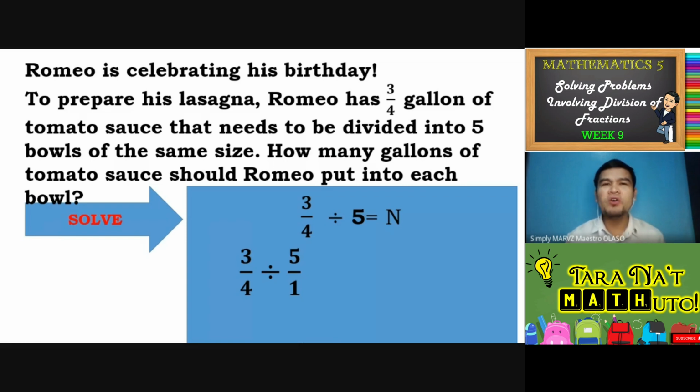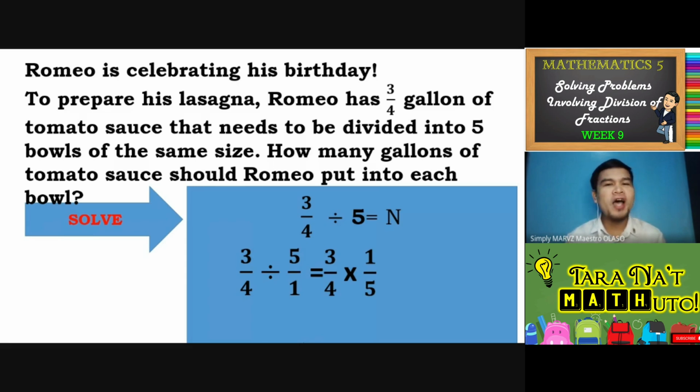Let's apply now the CCF method. C stands for copy the dividend, 3/4. Second C, change to multiplication, times. And F stands for flip. From 5/1, the reciprocal is 1/5. And proceed now to multiplying fractions.